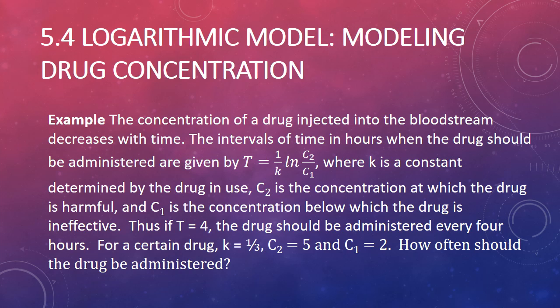Okay, so for a certain drug, they're giving you the information here. K is 1/3, C sub 2 is 5, C sub 1 is 2. How often should it be administered? Find T. Pause the recording, give it a try, and resume to check your answer.